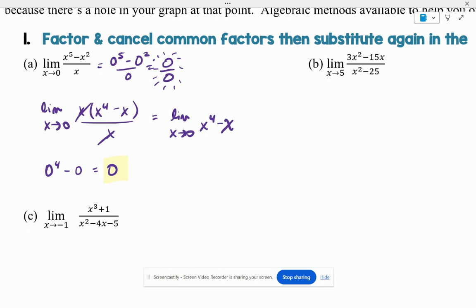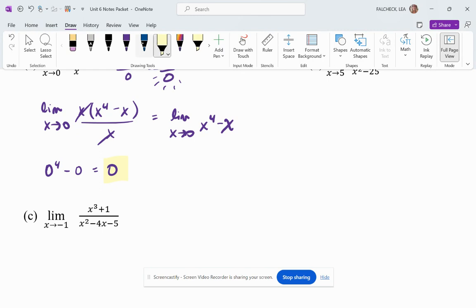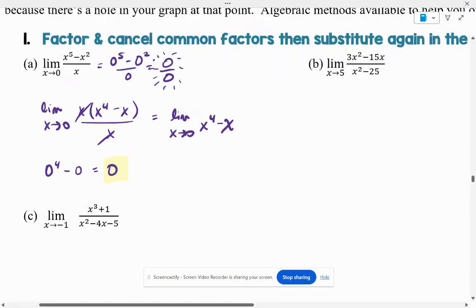All right, what about the next one? You try the next one, okay? Do you think you can do it? Do the direct substitution first, get 0 over 0, then factor, cancel, resubstitute, okay? I'll do it up here if anyone wants.